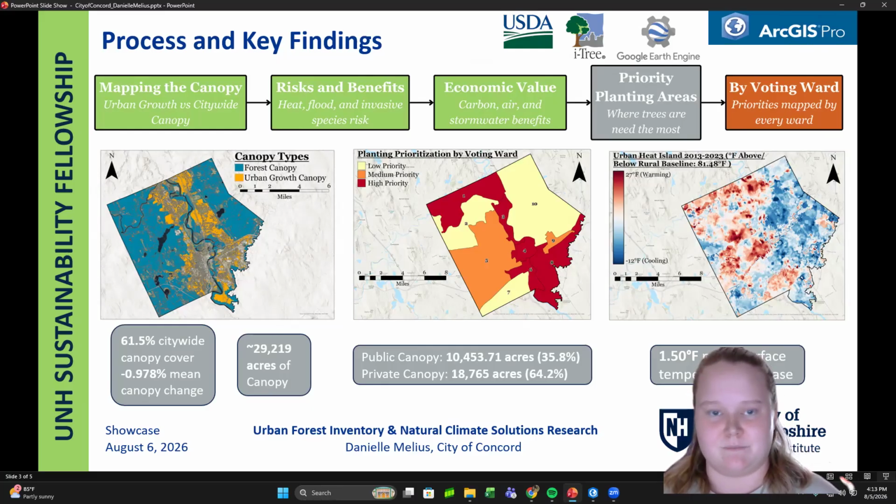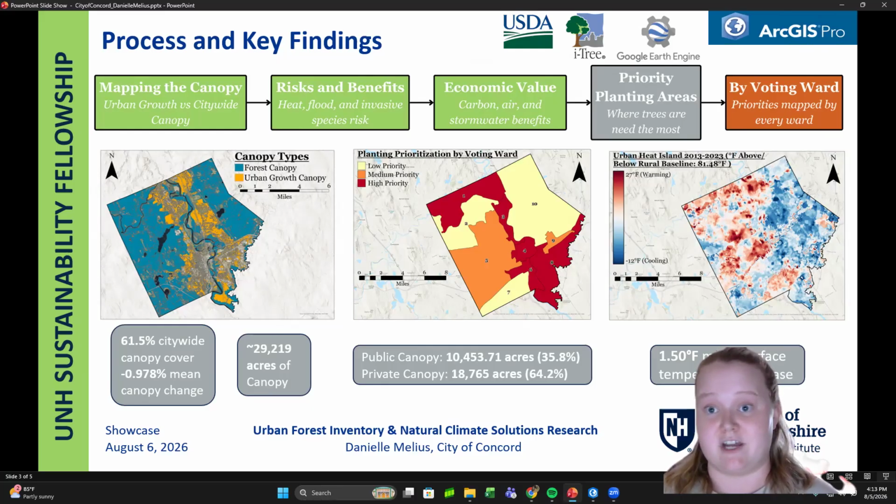We can look at it in more specific areas to see which areas have seen this canopy loss and try to figure out exactly what caused it if we don't know. We also were able to see that about 35% of the canopy is on public land, with the rest of it being on private, which I feel is a very important statistic to present, because the city of Concord can only plant so many trees, and they could plant a tree in every place that they possibly could, but eventually they'd run out of space.